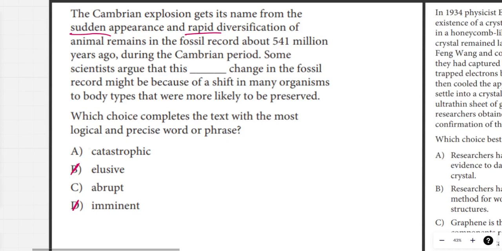Abrupt seems to work the best here. So abrupt just means sudden and rapid. It's actually synonymous to those two. So between A and C, definitely going to go with C to describe this kind of scenario.